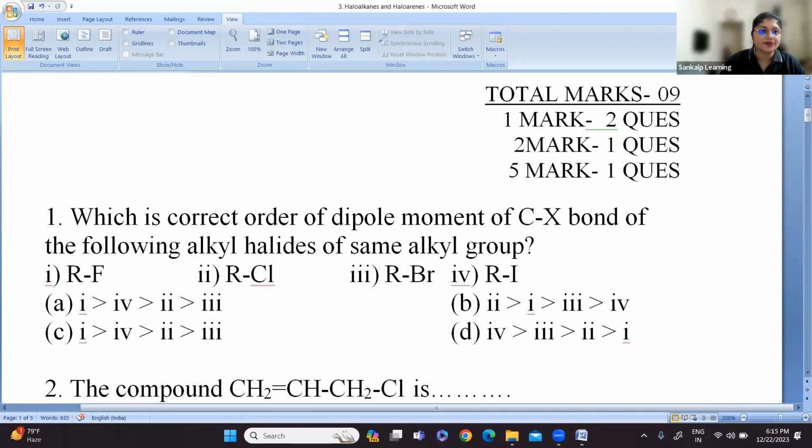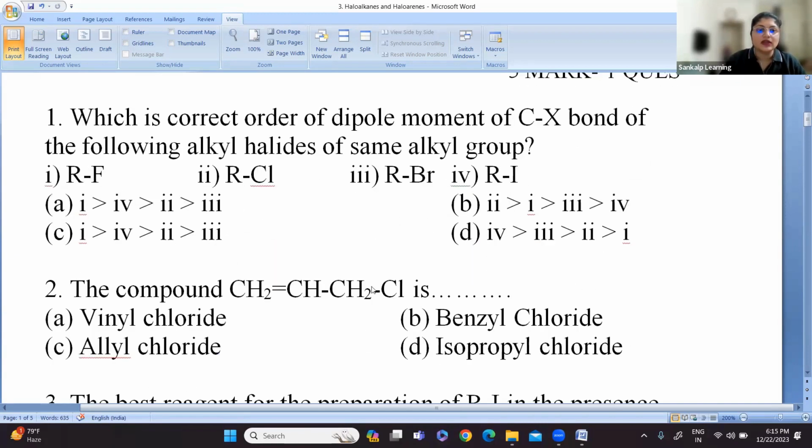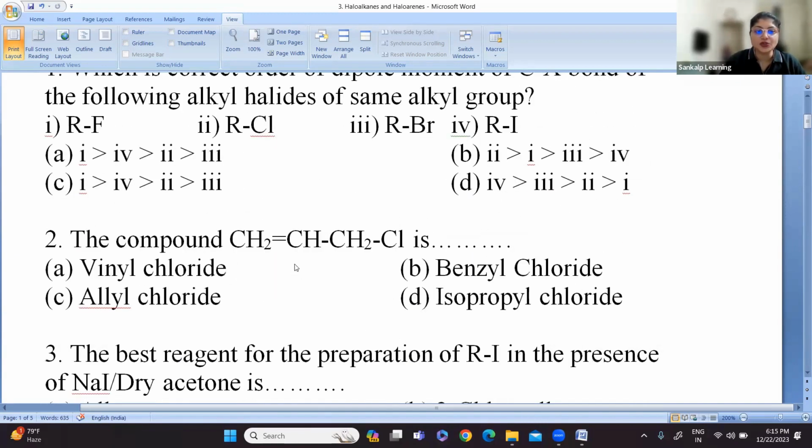Moving further, second question. The compound CH2 double bond CH2Cl is. So what is the name of the compound? A, vinyl chloride, B, benzyl chloride, C, allyl chloride, and D, isopropyl chloride. Yes, the compound CH2 double bond CH2Cl is called what? Is it a vinyl chloride, benzyl chloride, allyl chloride?